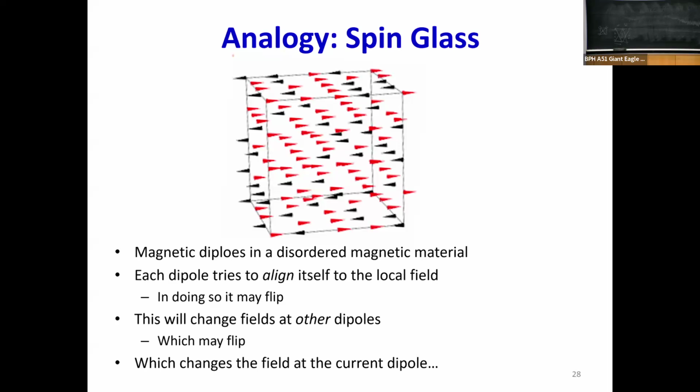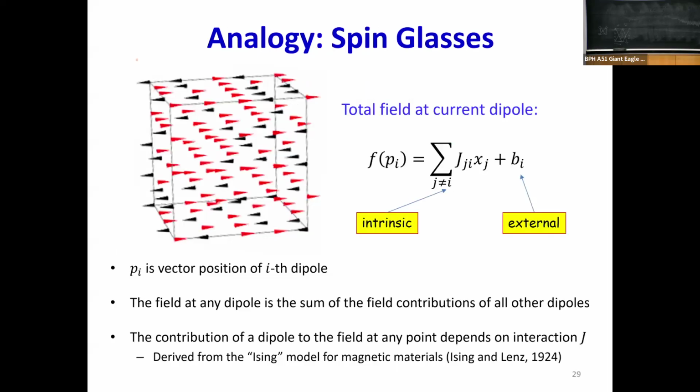And when they flip, this may cause the original dipole to flip all over again. If you think of the total field at any current dipole, the field at any dipole is a contribution of the dipole from all the other dipoles. So it's going to be a weighted sum over all the other dipoles of the dipole value times whatever interaction there is. And this interaction is going to be inversely proportional to the square of the distance between the dipoles, plus this external term B, which represents the external magnetic field.